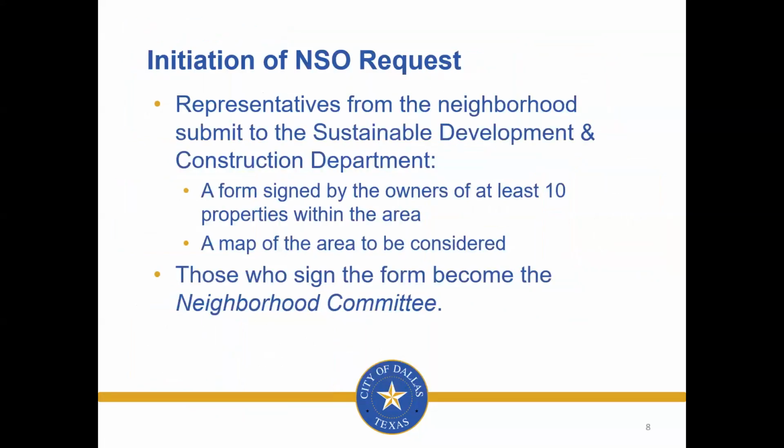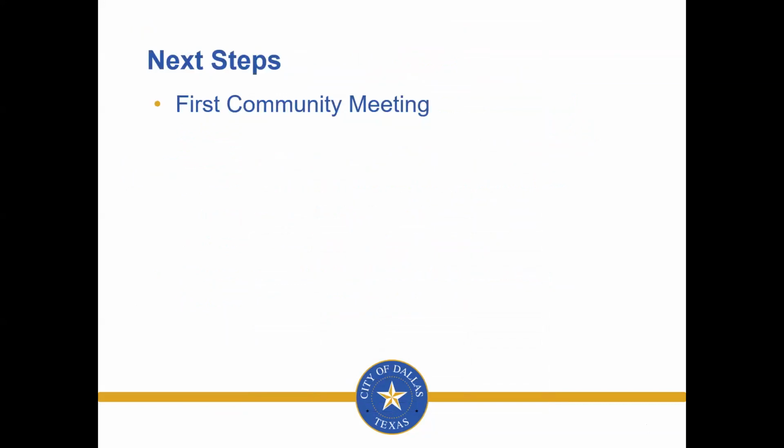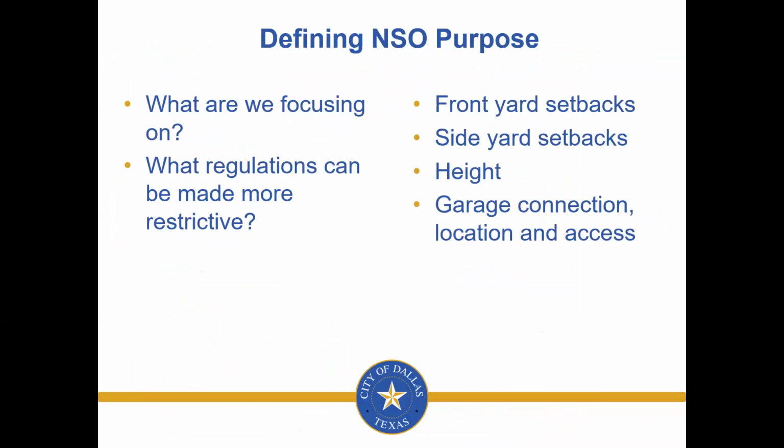So in the initiation of the NSO request, this is, like I said, where we currently are. You'll get a committee of 10 people, and that's where we'll start. And you've all put your contact information on this form right here. So that's pretty much where we're at. Our next steps would be to have our first community meeting, but I want to open it up to the committee members to basically establish, like I said, let me go back to this question. What are we focusing on? What regulations do we want to make restrictive?